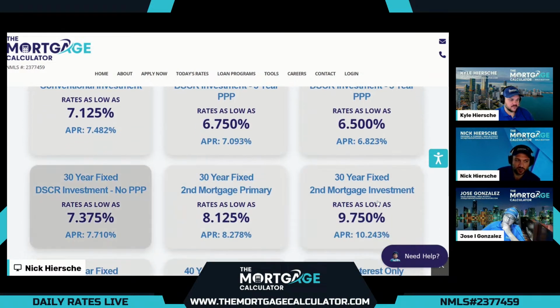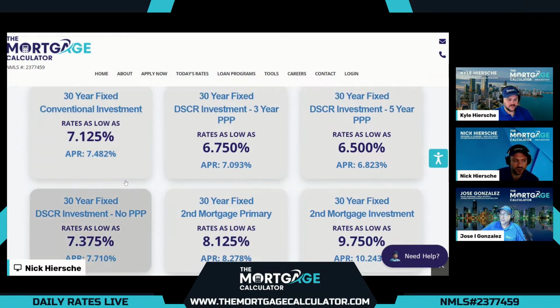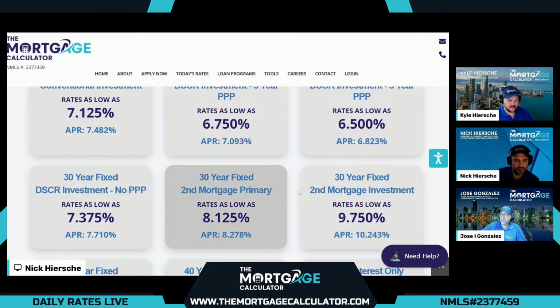And we do have an option for no prepayment penalty. Some states do not allow it, and some investors do not want it. No problem. Rates today for that come in at 7.375, final APR 7.710. So it's a touch above conventional, but most of our investors still prefer the DSCR option. And if they can add a prepayment penalty, it definitely gets even better.